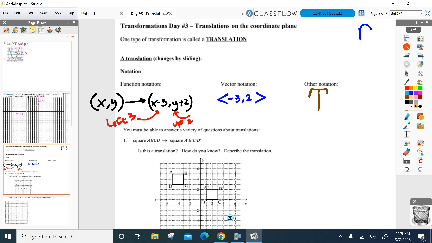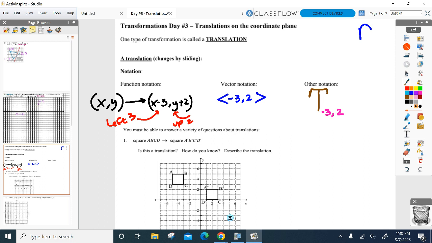All right, you don't have to if you don't want to. It's missing something, isn't it? I know it's a translation by the capital T. What else do you have to know then? Where you're moving, right? And where do you think that's going to be located? Same place it was for the reflection. Subscript. -3, +2. All 3 are a translation.